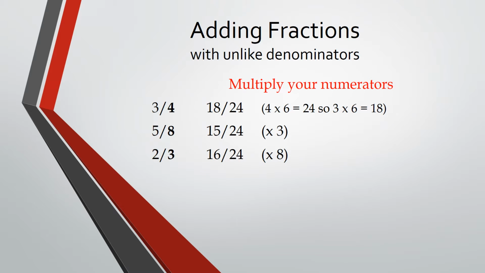Now remember, we've multiplied the denominators so that they're all 24. Now we have to multiply the numerators in the same way to get our new numbers. So for the 3/4, I multiplied the denominator 4 times 6 to get 24. So I multiply the numerator by 6, and 3 times 6 is 18. Similarly, for 5/8, I multiplied the 8 by 3. 3 times 5 is 15. And for 2/3, I multiplied the 3 by 8, and 2 times 8 is 16. So our new fractions are 18/24, 15/24, and 16/24.